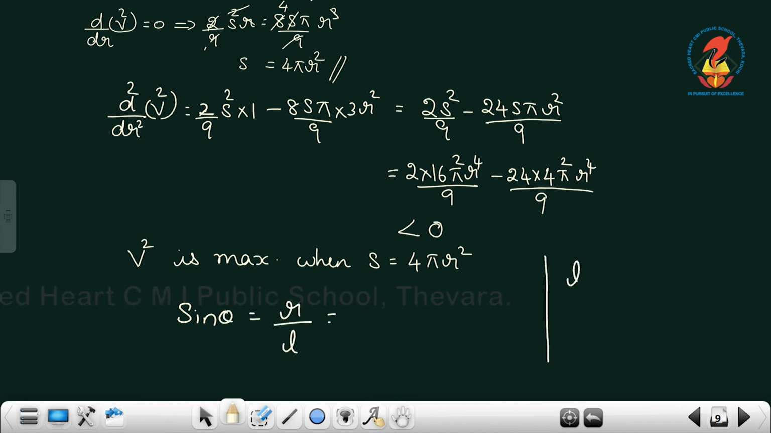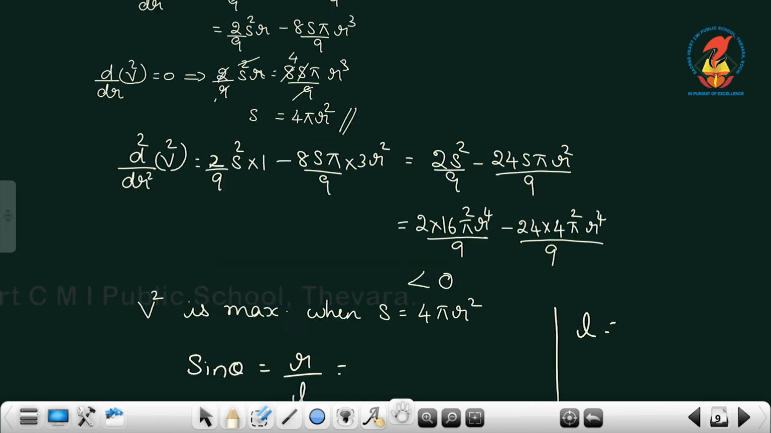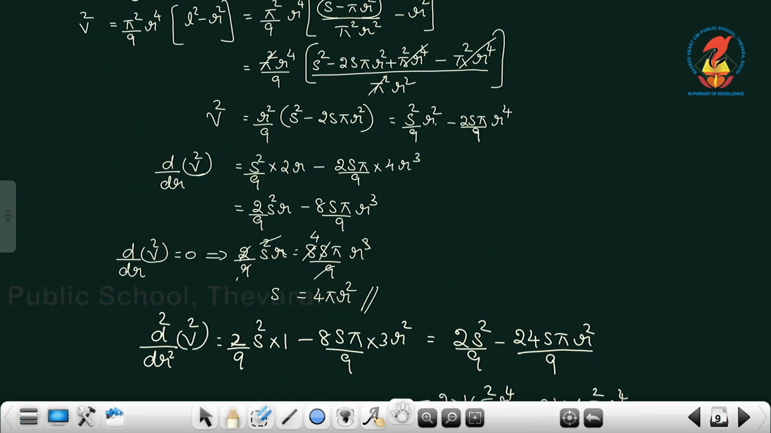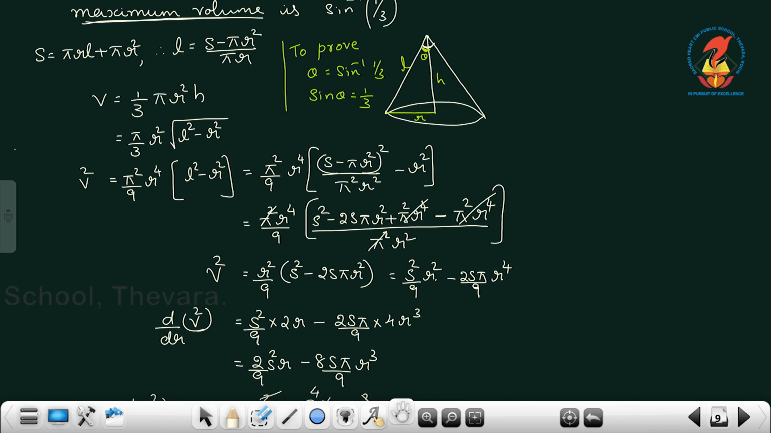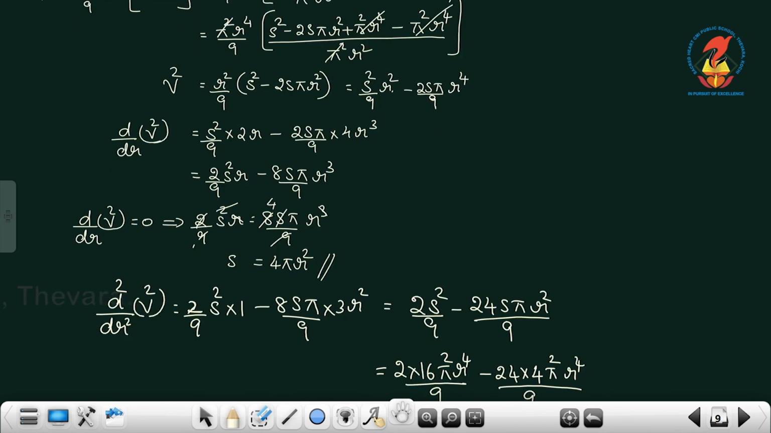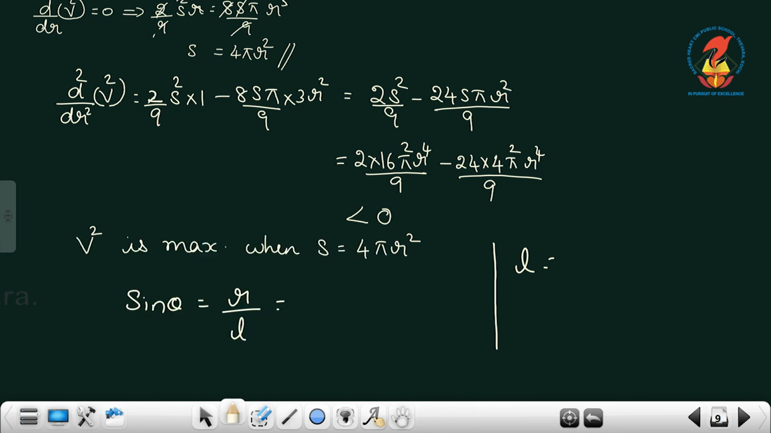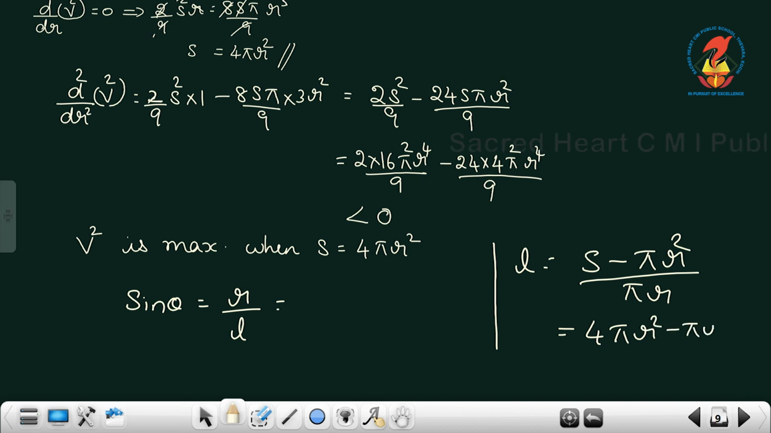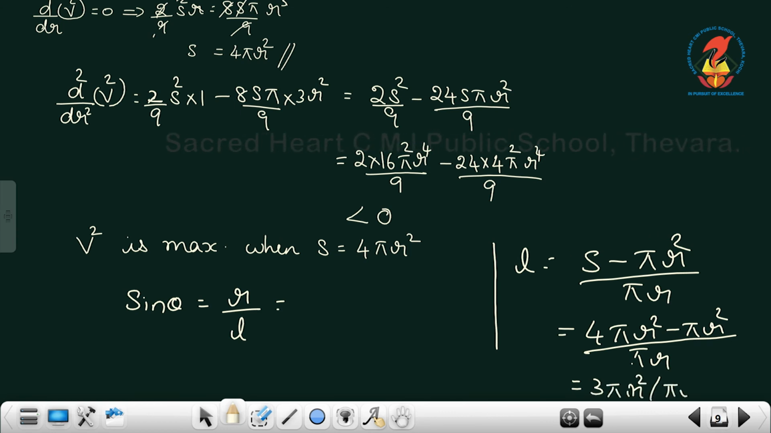Then what is L? We substitute for L now. L is equal to S minus pi r square by pi r. What is S? S is 4 pi r square. So 4 pi r square minus pi r square by pi r. That is 3 pi r square by pi r. Pi and pi cancel, r and r cancel.